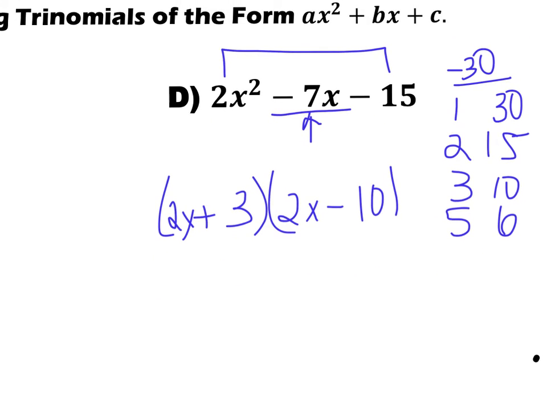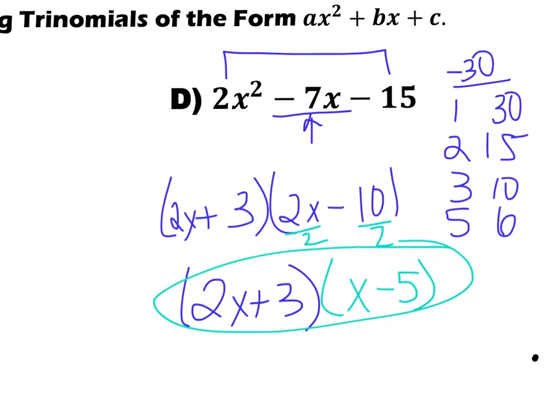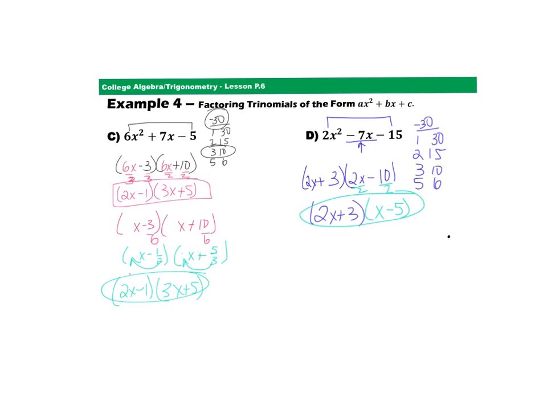So again, put the 2 in the front. Can I simplify anything with 2x plus 3? So that stays as 2x plus 3. Can I simplify anything with 2x minus 10? Yep, divide both of them by what? 2. And I'm left with x minus 5. Great. It's like a puzzle.